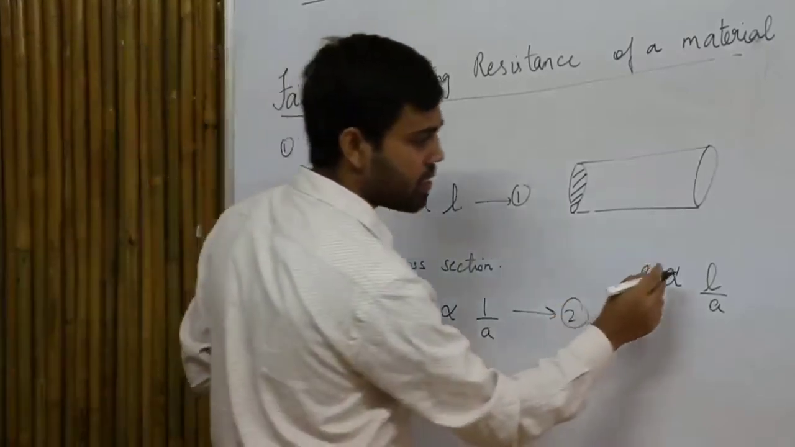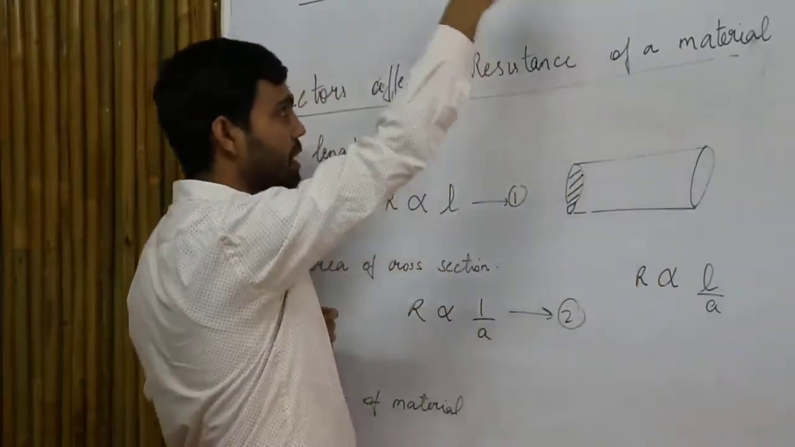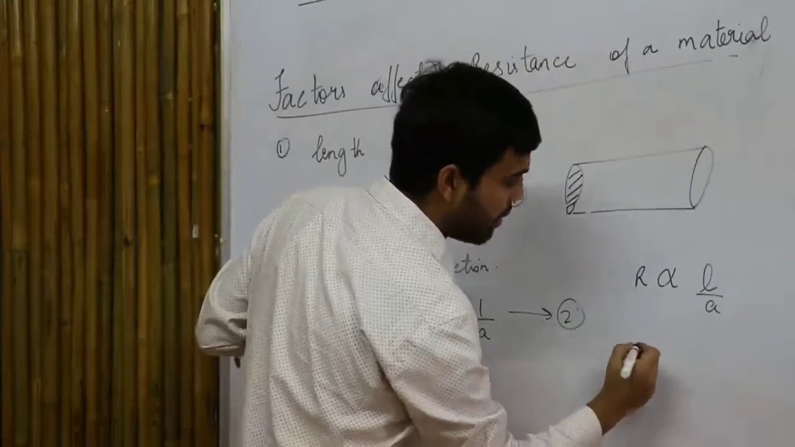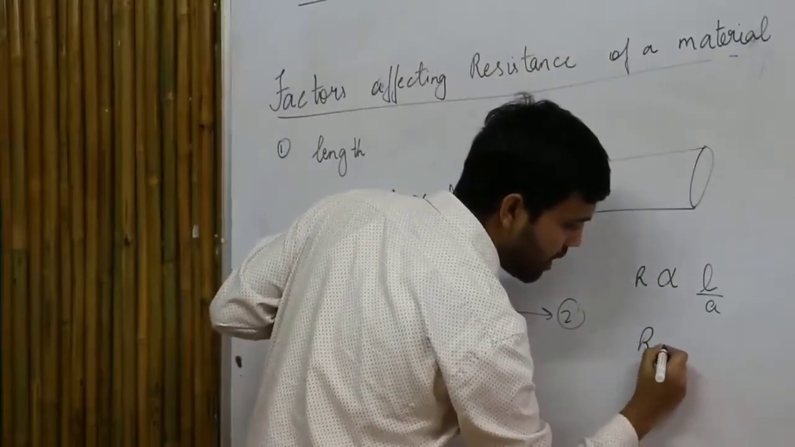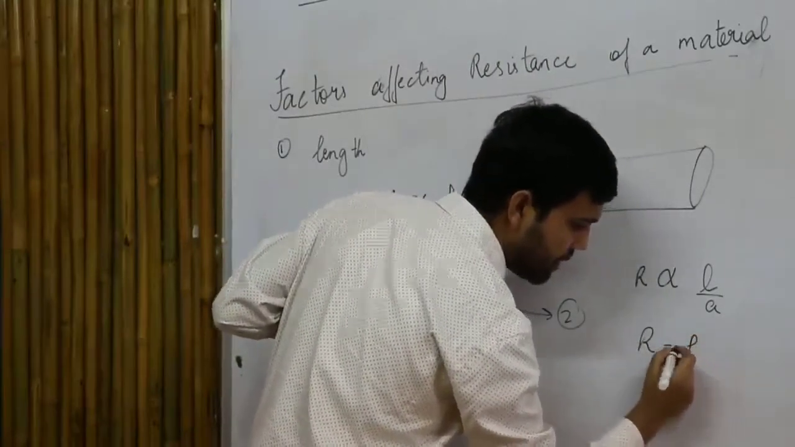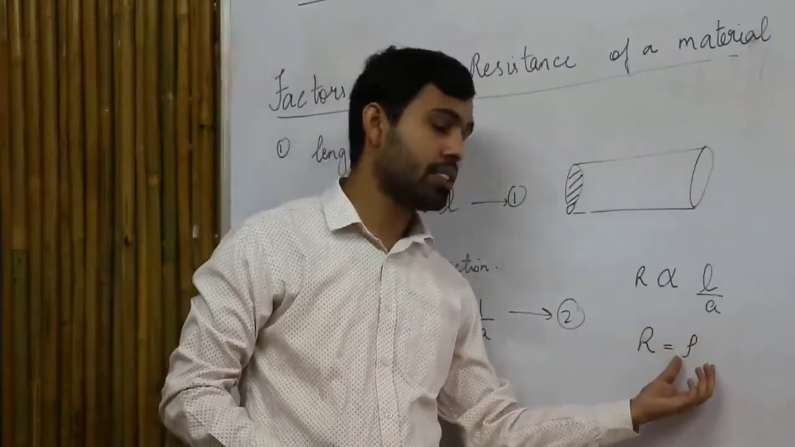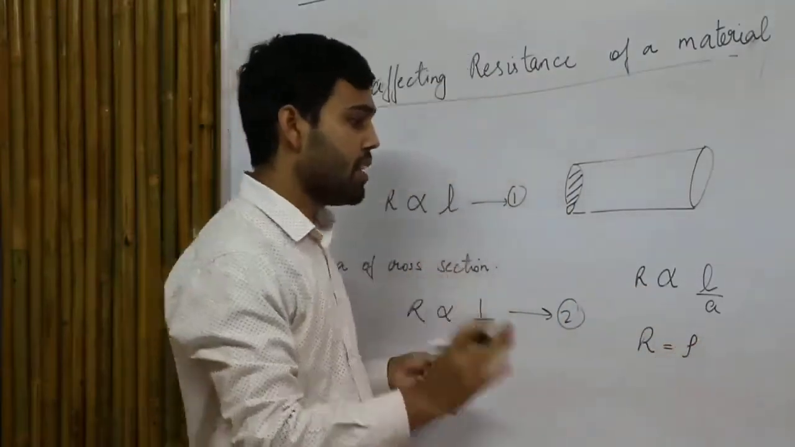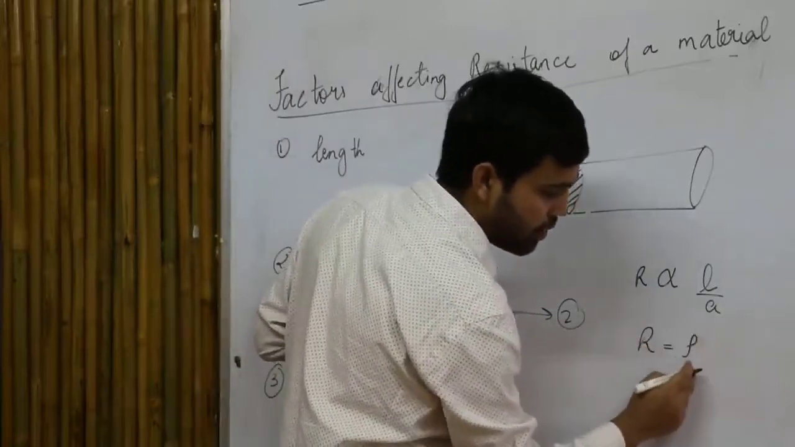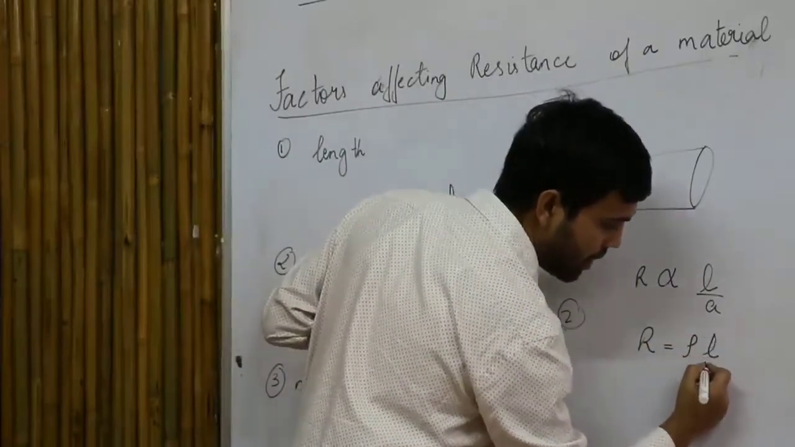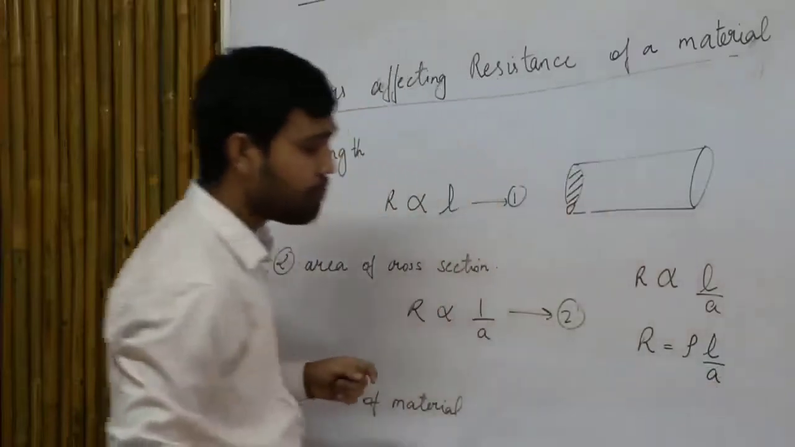Again, I am removing this proportional sign. What I have done for Ohm's law, I have to do the same. I have to introduce a constant of proportionality in here. So this is my constant of proportionality. I have rho L by A.